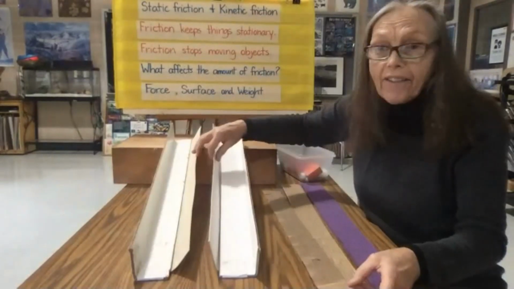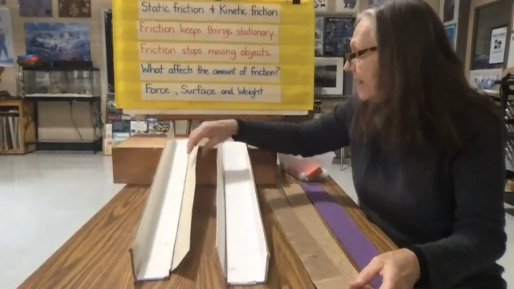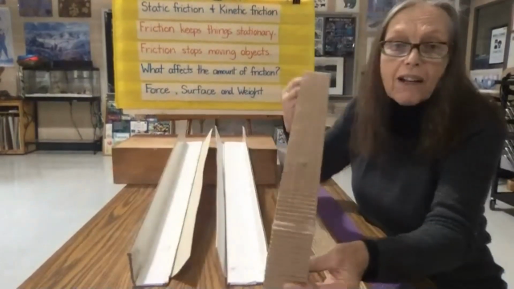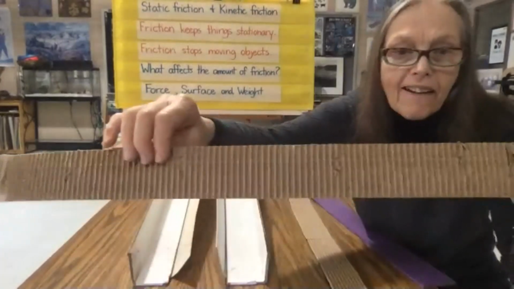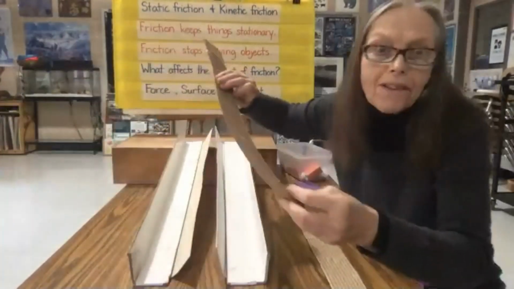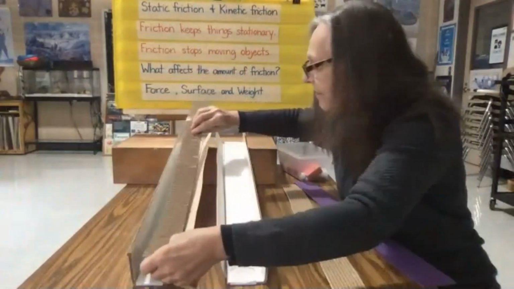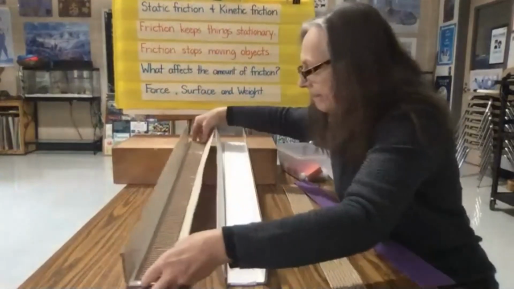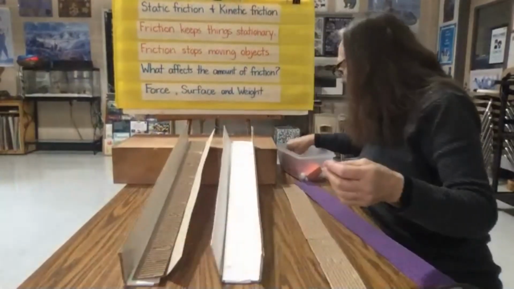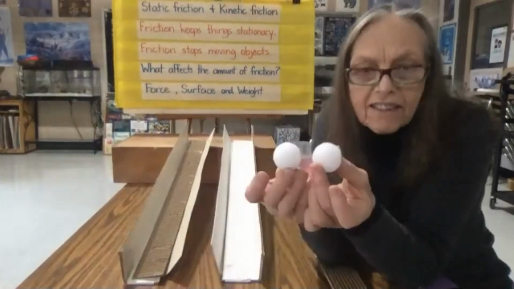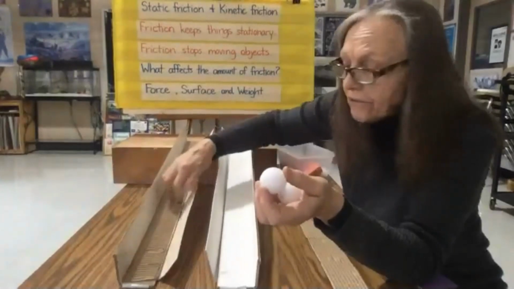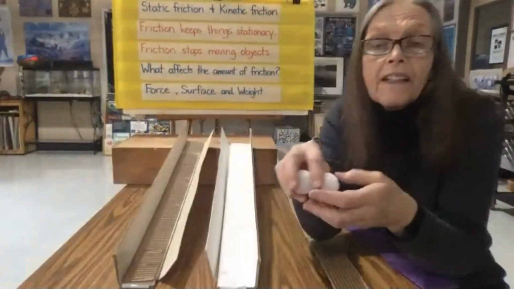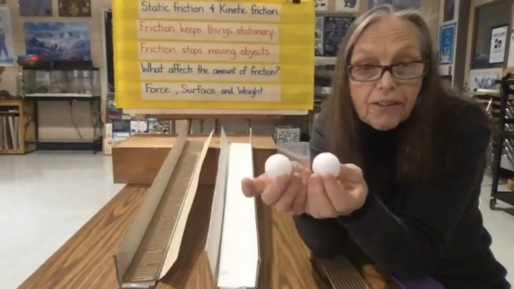So if I've got two ramps here, the same, I can change my surface. So I made a little corrugated cardboard cover. So convenient. And I've got two little balls here. We're going to test them, and we'll see which kind of ramp surface has more friction.